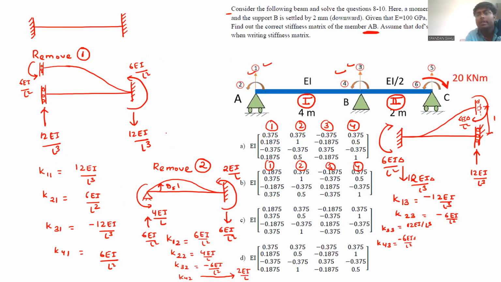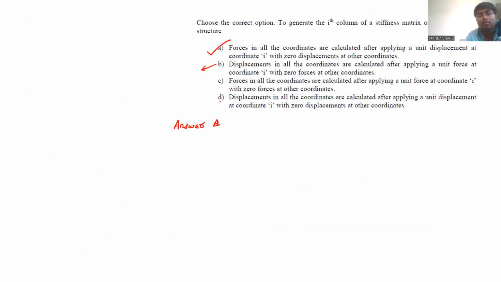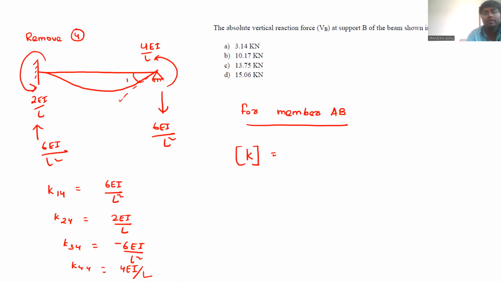E value is given, I value is also given, right? But it's kept constant outside. So let us write it first, then we'll see. Otherwise, what can be done? Okay, let us keep EI common from the first only.